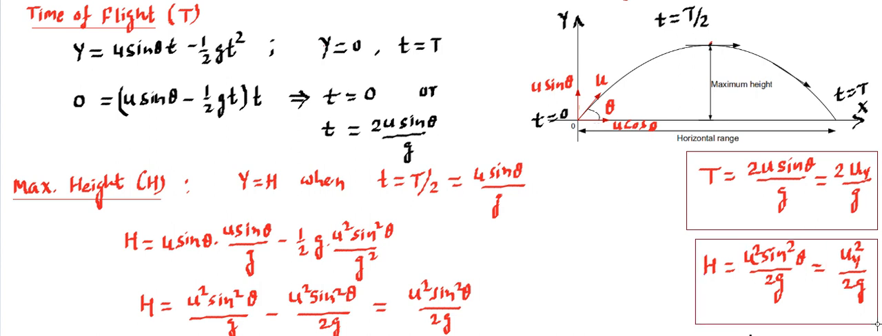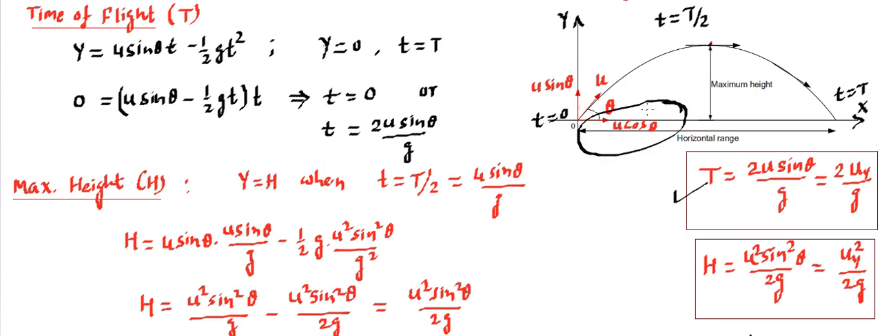Now when I have written these two formulas, one thing has to be understood from this: the time of flight is independent of the horizontal component of motion. This time of flight is dependent only on the vertical component of motion. This is vertical component, this is vertical component. Similarly, the maximum height is independent of horizontal components. It depends only on the vertical component of velocity and vertical component of acceleration. Making sense? So they are dependent upon the vertical component.